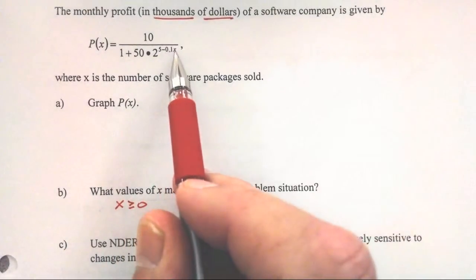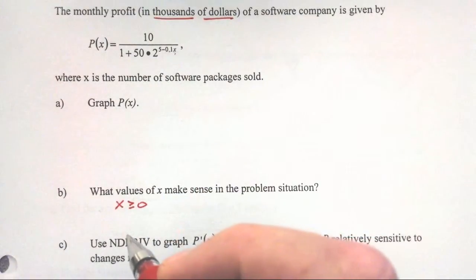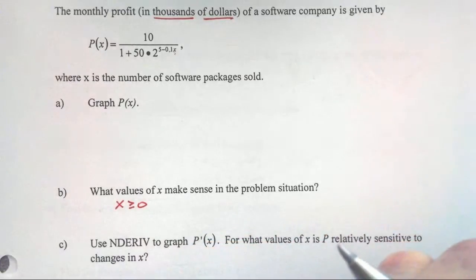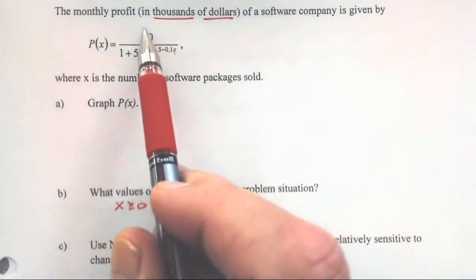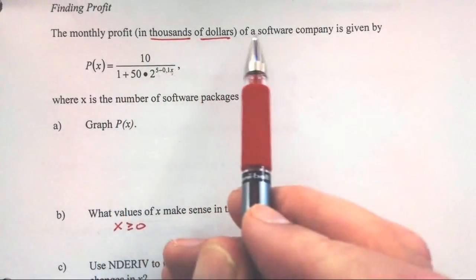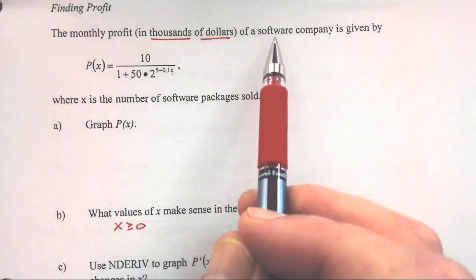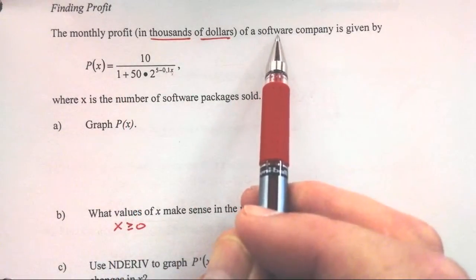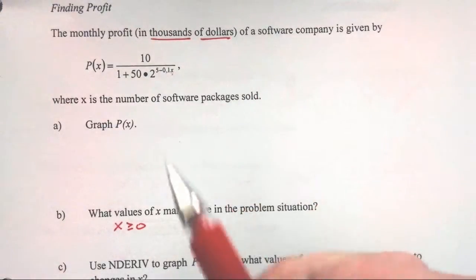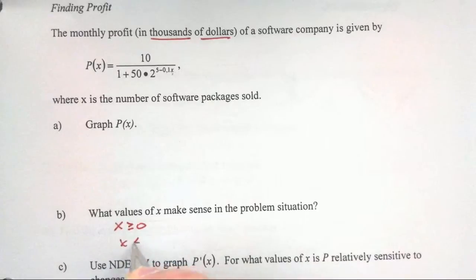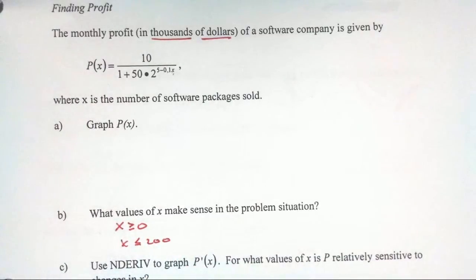But what value of X is huge? For the purposes here, I played around with this a little bit, and it seemed like 200 was a reasonable value to go to. If we're thinking in terms of the story problem itself, monthly profit of a software company, how long is our software company going to be in existence? If it's in existence for 5 years, then X should be less than or equal to 60 since it's monthly. But I put in X is less than or equal to 200. Trust me, I got that by looking at the graph.